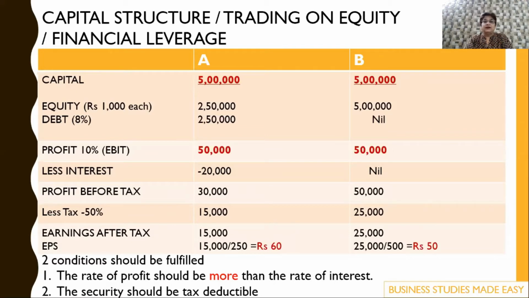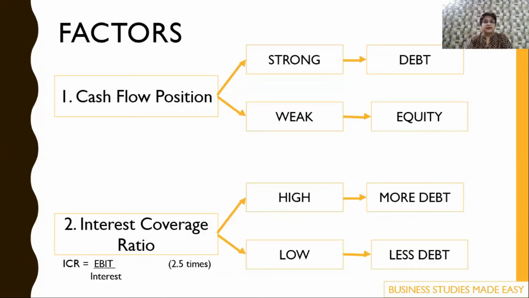Suppose the profit was 60,000 and the interest was 20,000, then it was covering 3 times. So if the interest coverage ratio is high, then the finance manager will go in for debt because debt is definitely cheaper and the amount of interest to be paid on debt will easily be covered. But if the interest coverage ratio is low, then the finance manager will go in for less debt.